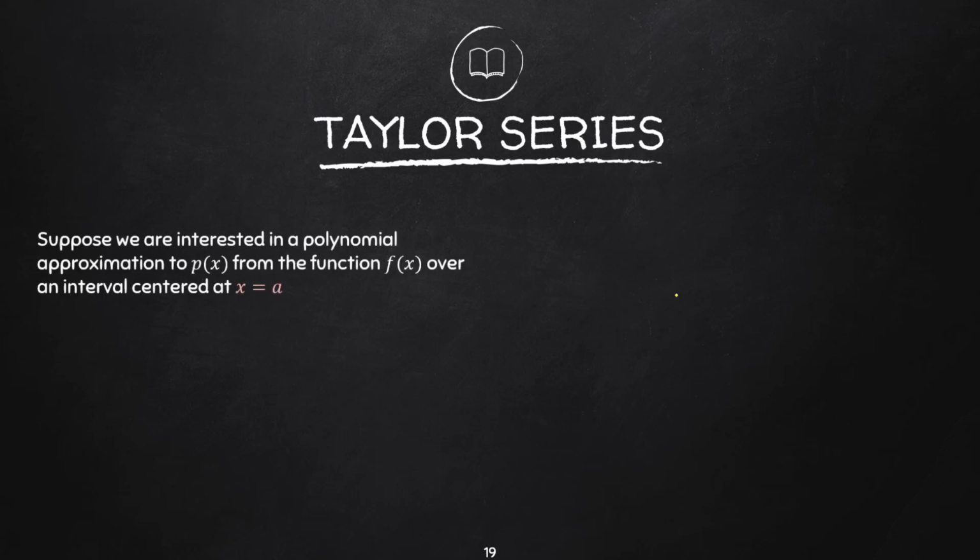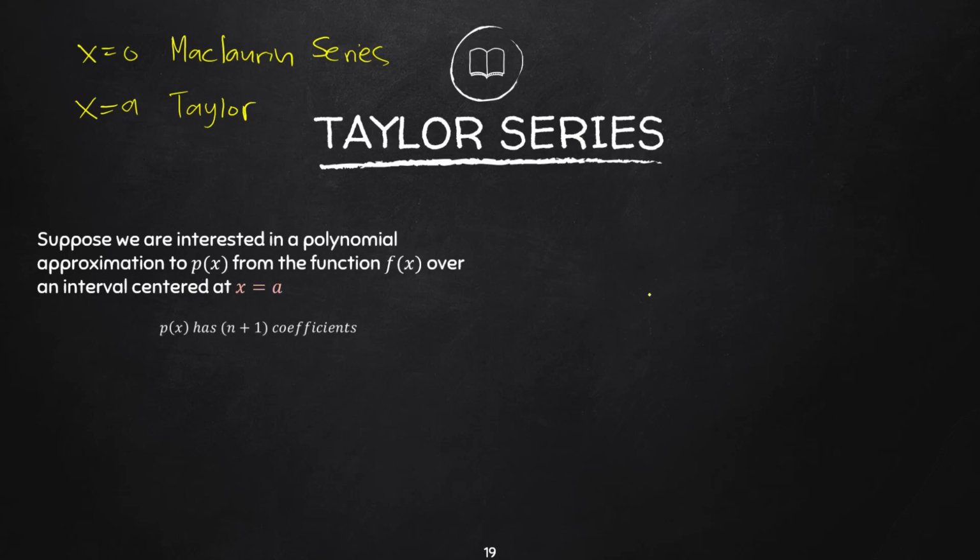So for Taylor series, we suppose that we are interested in a polynomial approximation p of x to the function f of x over an interval centered at x is equal to a. Now remember that for Maclaurin series, we are taking the interval of the function at x is equal to 0. For Taylor series, we are evaluating the function at x is equal to a. Okay?